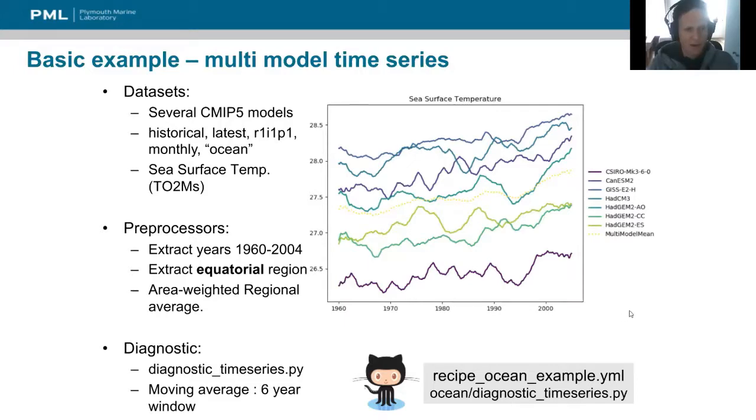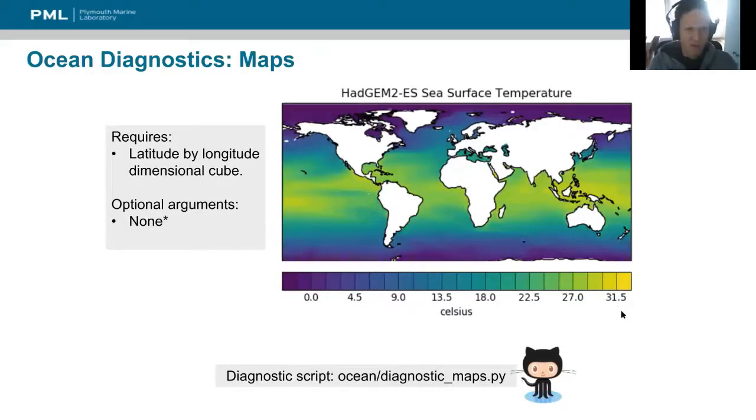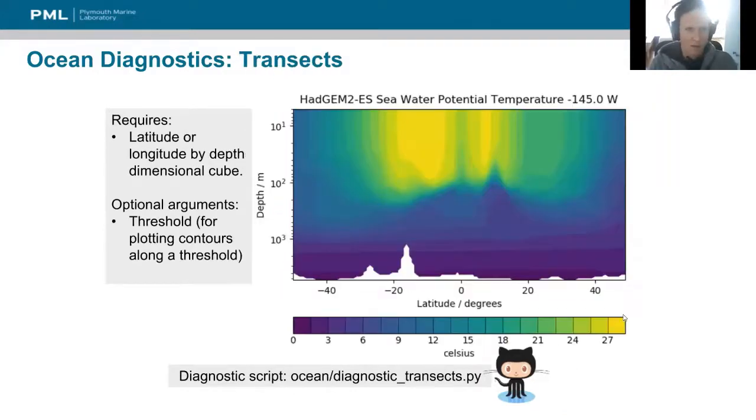Similarly, this is a map. You just need to provide a cube with a latitude and longitude. And there's a transect for a latitude by longitude or depth by longitude.